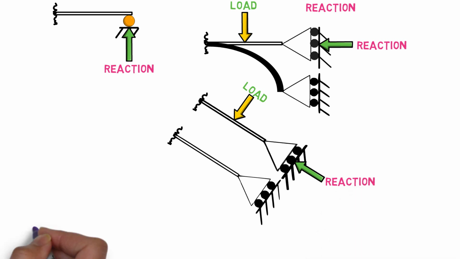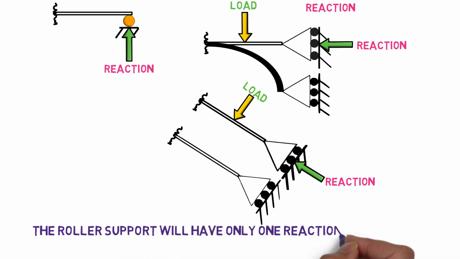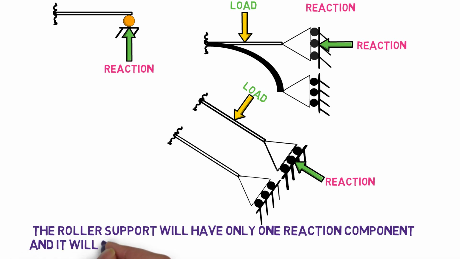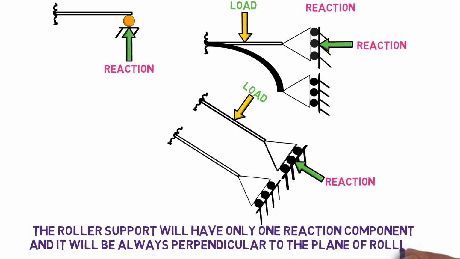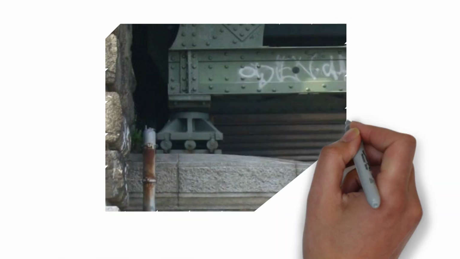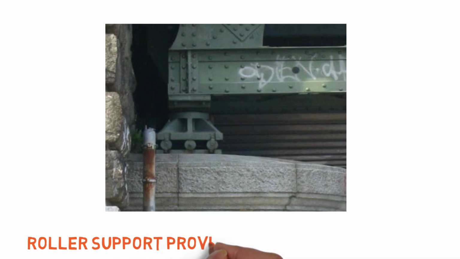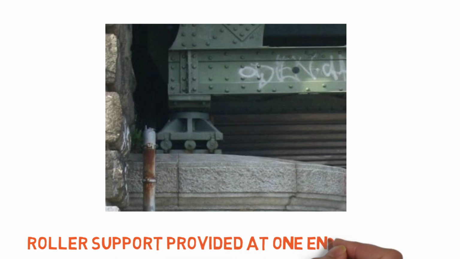Therefore, it can be concluded that the roller support will have only one reaction component and it will always be perpendicular to the plane of rolling. The roller support is mainly provided at one end of a bridge span. The reason for providing it at one end is to allow contraction or expansion of the bridge deck with respect to the temperature difference in the atmosphere.